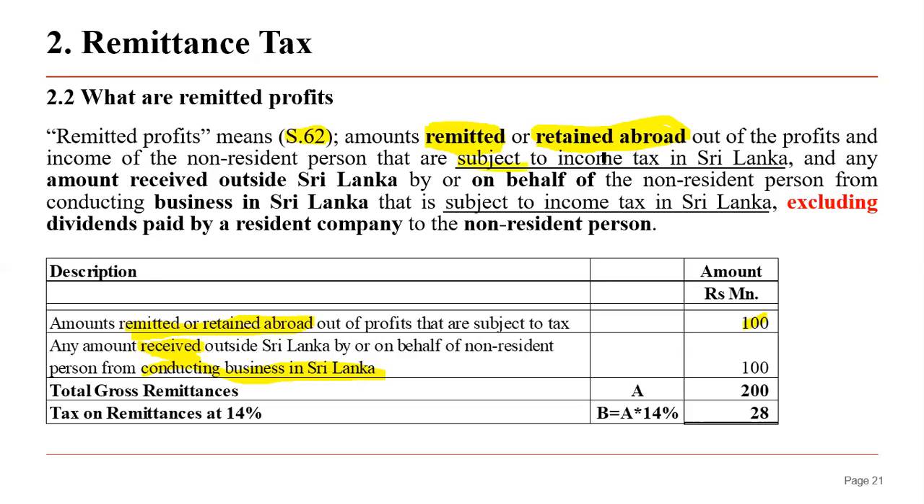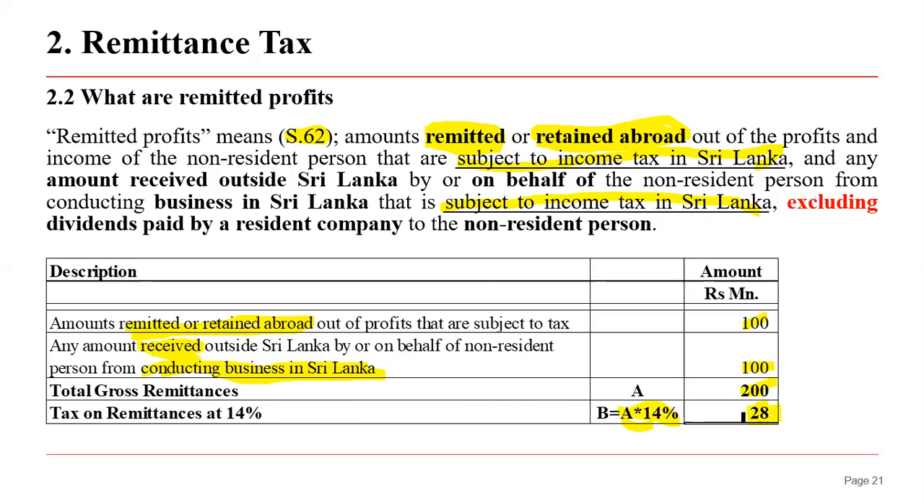It is also subject to tax. In this para you can also read these two carefully. In the table it is summarized: whatever amount is received from outside Sri Lanka on behalf of a non-resident person conducting business in Sri Lanka, let's say 100, altogether 200. Then the remittance tax is A multiplied by 14%, we need to pay directly 14%.